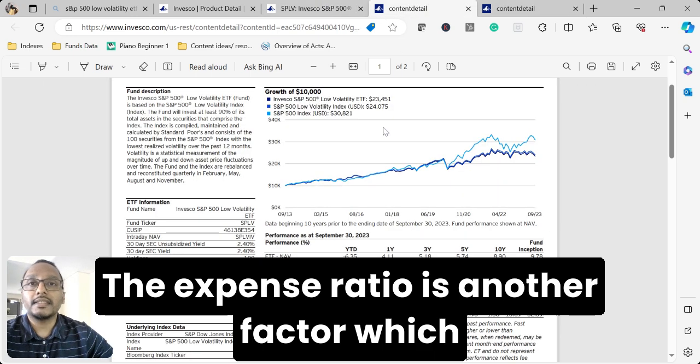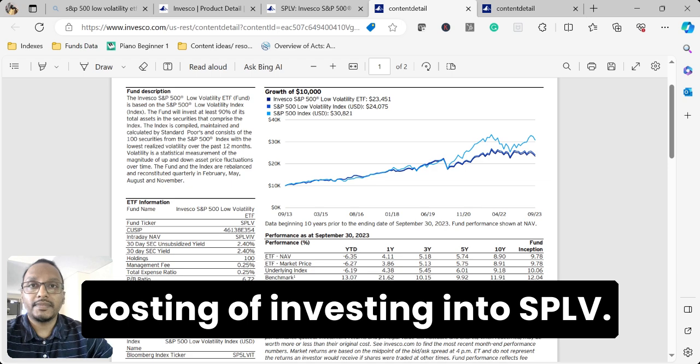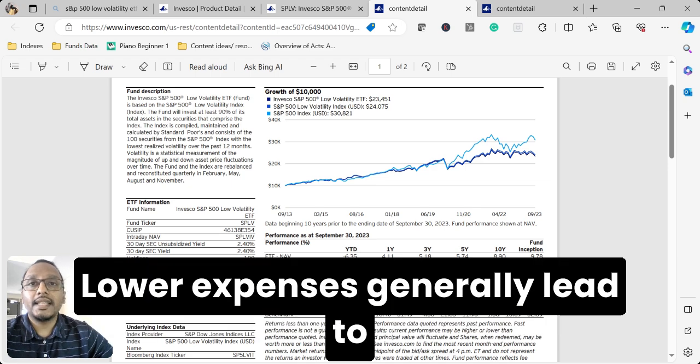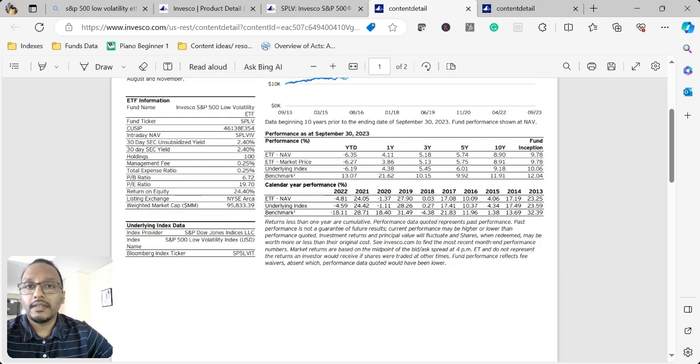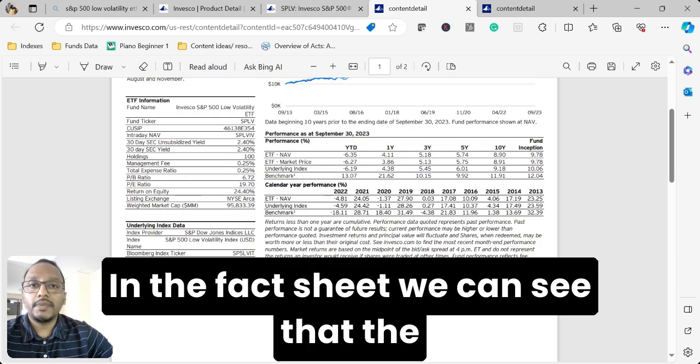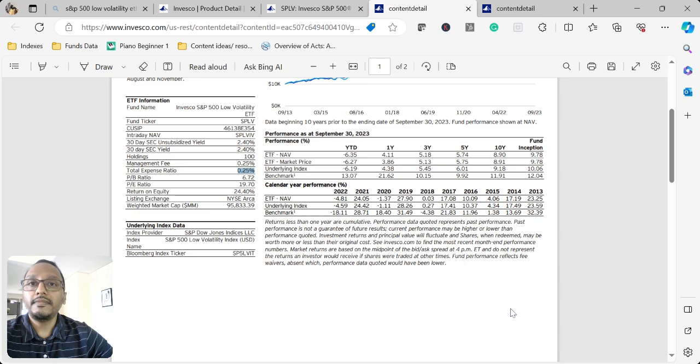The expense ratio is another factor which is essential to understand, which is the cost of investing in SPLV. Lower expenses generally lead to higher returns for investors. In the fact sheet, we can see that the expense ratio for SPLV is 0.25% only.